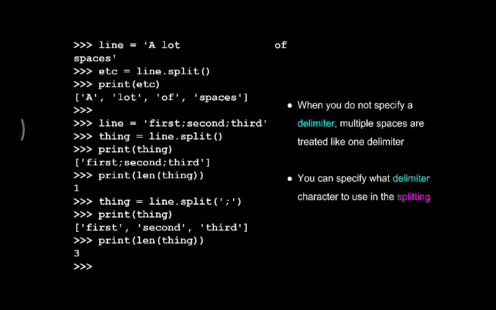Thing equal to line dot split of, if you mention the delimiter semicolon here, now it will split your string according to that particular delimiter. Print thing, so then it will separate all 3 elements here, first, second and third. Print of length of thing, which displays the answer as 3. When you do not specify a delimiter, multiple spaces are treated like one delimiter. You can specify what delimiter character to use in the splitting.